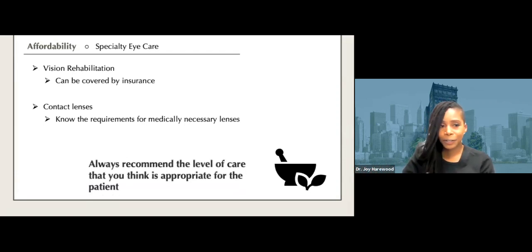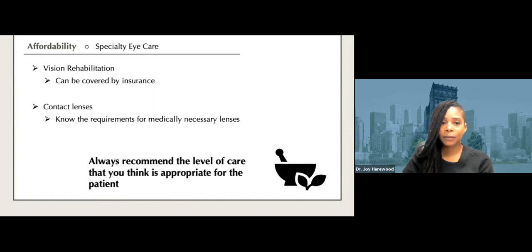I will say, and one more click here, regardless of whether or not you think that it will be covered, always recommend the level of care that you think is appropriate for the patient. There are times when we think, this patient may not have a lot of money, I don't want to necessarily recommend something that they cannot afford. But at the end of the day, let the patient decide what they can afford. Make the recommendation and then try to make some sort of accommodation to allow for the type of care that you want to give.